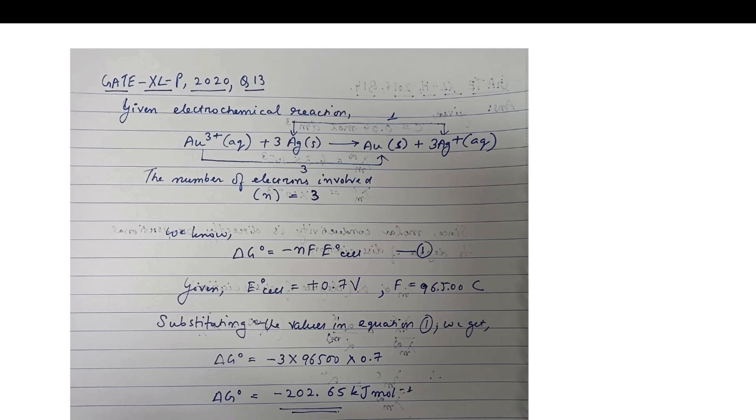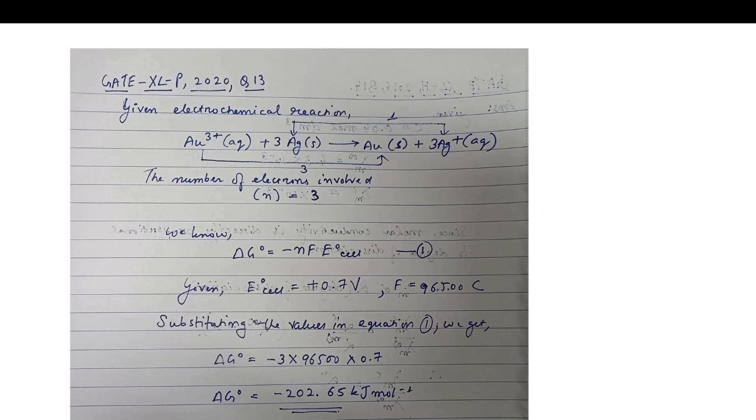So two things are important in this question. First is to find the n value, and the second thing is to find the del G naught value, for which you need to first remember the formula, that is del G naught equals minus n F E naught cell. What is E naught cell? Cell is the electrochemical potential, that is the potential difference between the two electrodes.